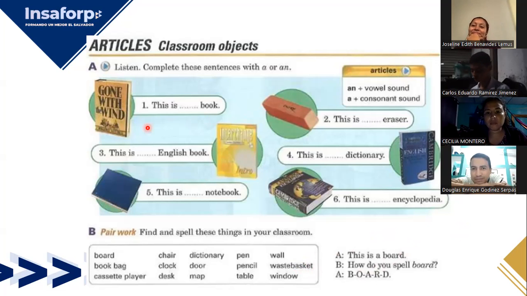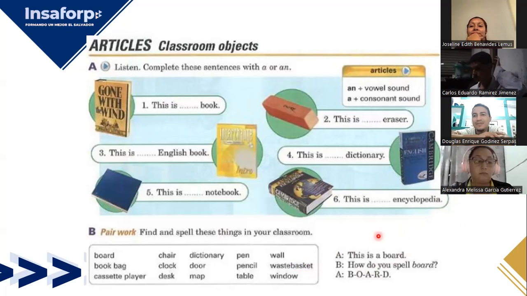Cecilia Montero, how are you? It is nice to see you, Cecilia. Would you like to help me with this one that we have here? This is a window. How do you spell window? W-I-N-D-O-W. Okay, thank you. Who is going to be next?